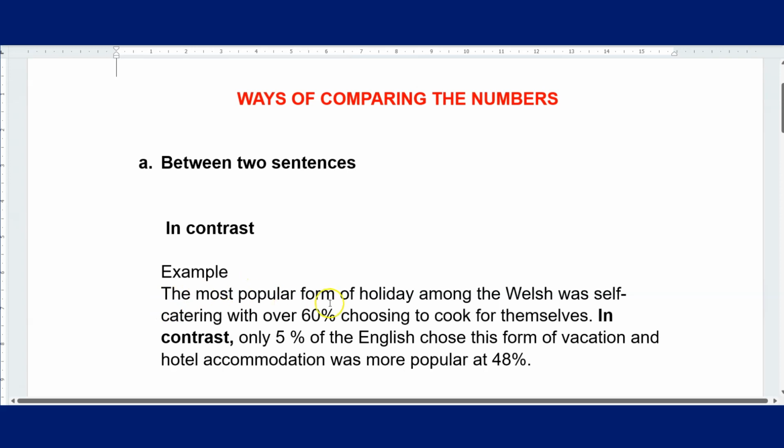Let's look at an example. The most popular form of holiday among the Welsh was self-catering, with over 60% choosing to cook for themselves. In contrast, only 5% of the English chose this form of vacation, and hostel accommodation was more popular at 48%. So in contrast is now being used to compare this sentence with the previous one. This is one way you can do it. You can use the words in contrast.